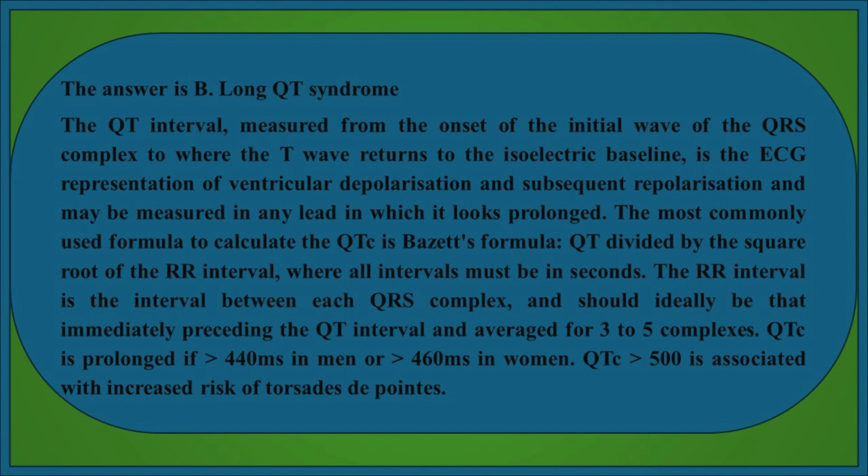The most commonly used formula to calculate the QTc is Bazett's formula: QT divided by the square root of the RR interval, where all intervals must be in seconds. The RR interval is the interval between each QRS complex and should ideally be that immediately preceding the QT interval and averaged for 3 to 5 complexes.